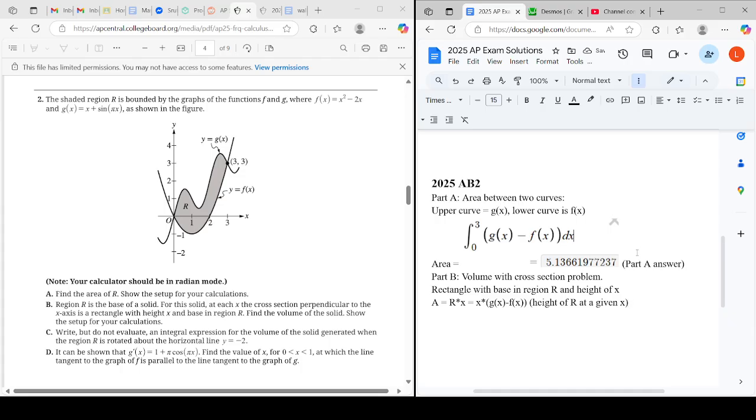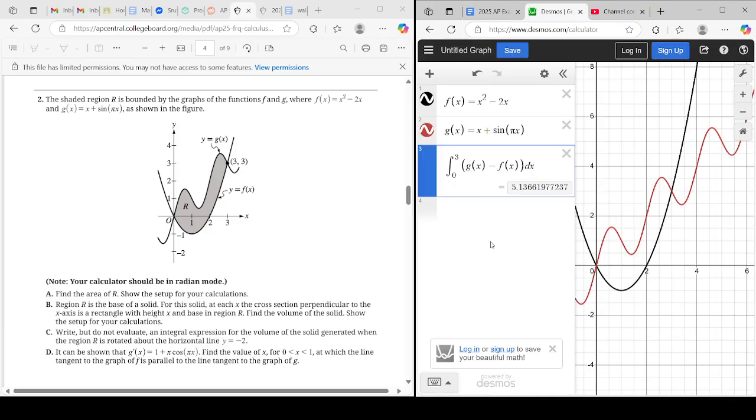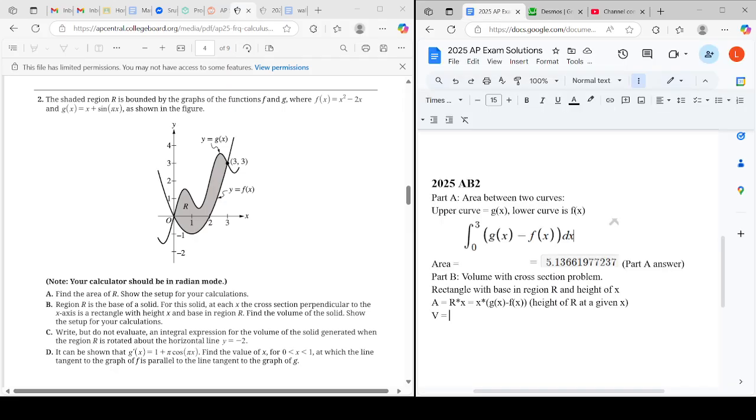To represent the volume, we would need an integral. So let's plug in here. The volume would be the integral from 0 to 3 of x times g of x minus f of x dx, or 7.705. And that's our answer to part B.